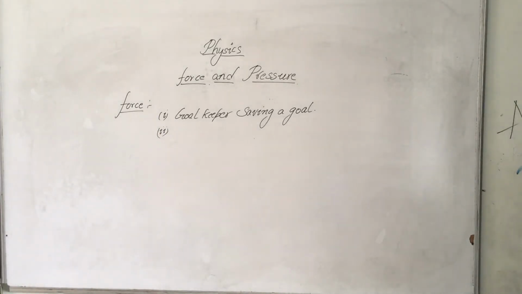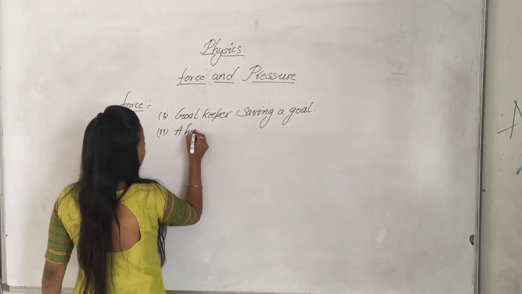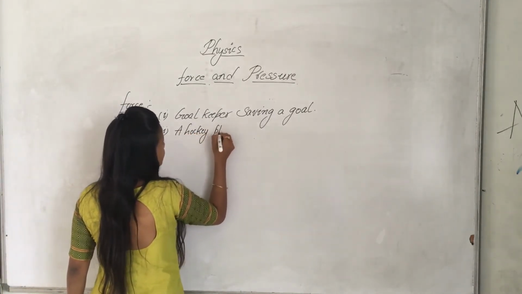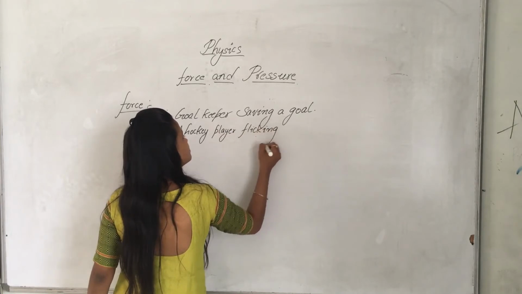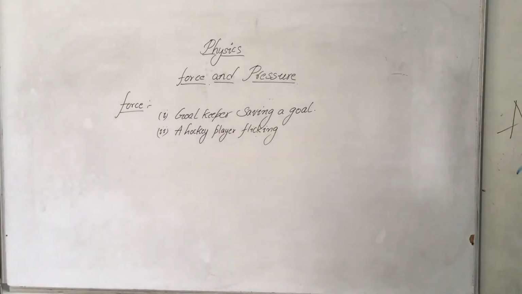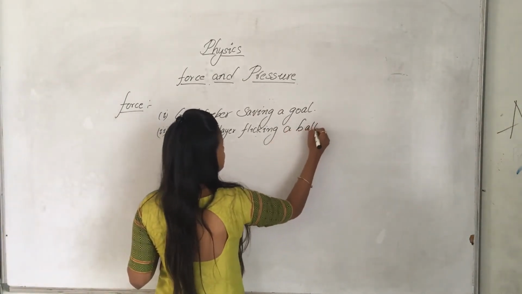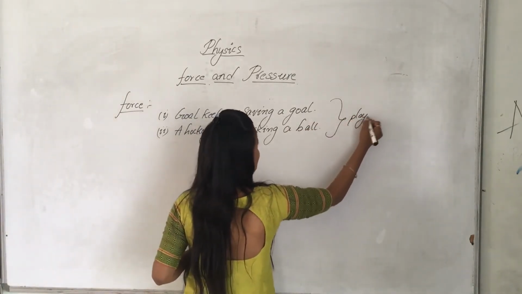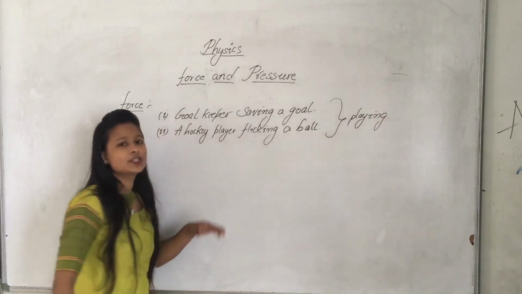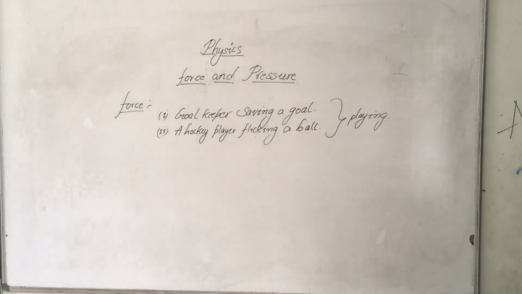A hockey player kicking a ball. Am I right? A hockey player kicking a ball. So these are the live examples where you, for the playing side, are applying force. Small children also apply force in this type of games, right?